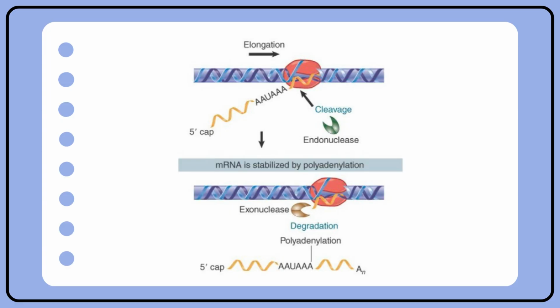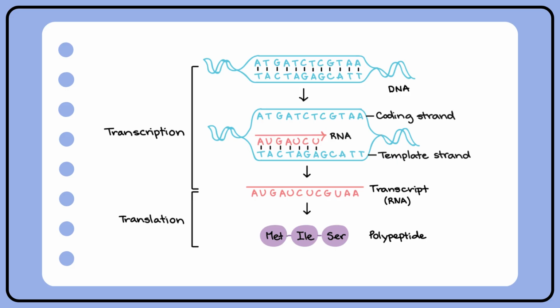Polyadenylation. After the main part of the mRNA is transcribed, a long chain of adenine bases, which we call a poly-A tail, is added to the end of the mRNA molecule. This tail provides stability and it can protect the mRNA from degradation once the mRNA molecule is out of the nucleus into the cytoplasm. So, we've learned that RNA is made from the part of DNA we need during transcription.